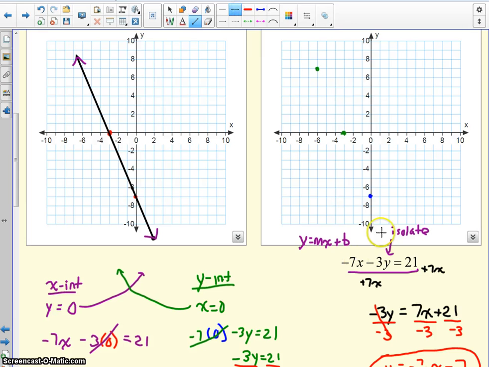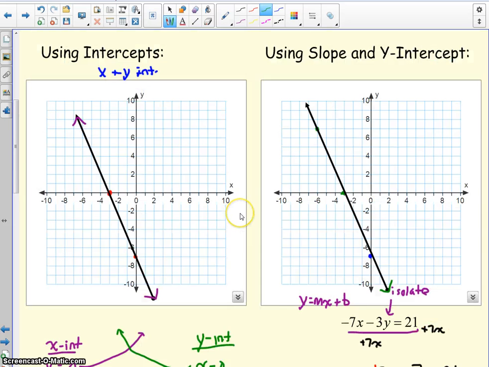I'm going to create my line. So a line going through all the points I've drawn. Make sure you put your arrows on the end. I'm missing one down here. So there's my line. So two different ways of graphing. One way is putting it in slope-intercept form. One way is finding x and y intercepts.